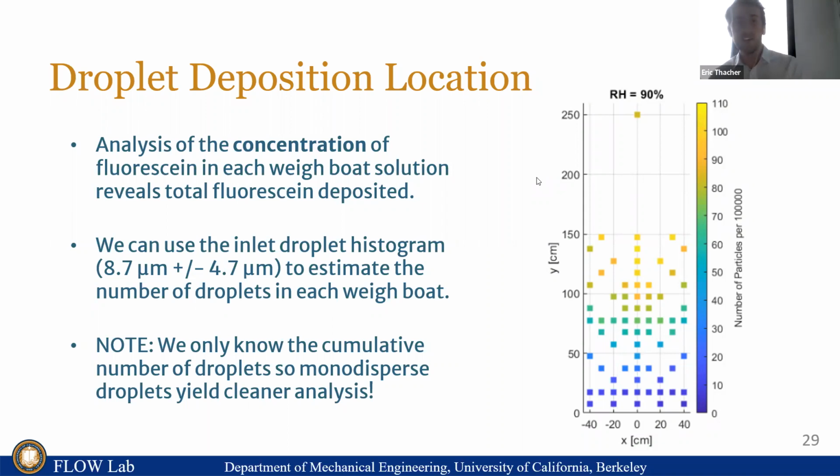Basically, by studying the total fluorescein, you could estimate the number of droplets using the inlet droplet histogram. That's what we show here: you can determine this relative concentration profile of, if you eject droplets into the room, where do they typically end up? Again, a key note here is that we only know the cumulative amount of fluorescein, and we're estimating the cumulative number of droplets. So monodispersed droplets yield cleaner analysis, because we wouldn't be able to differentiate between a large droplet depositing a bunch of fluorescein or a number of small droplets.